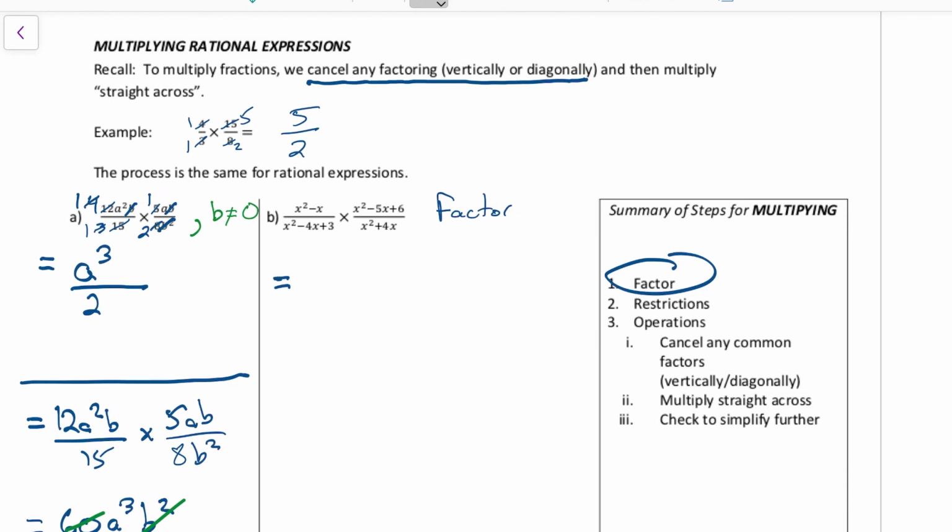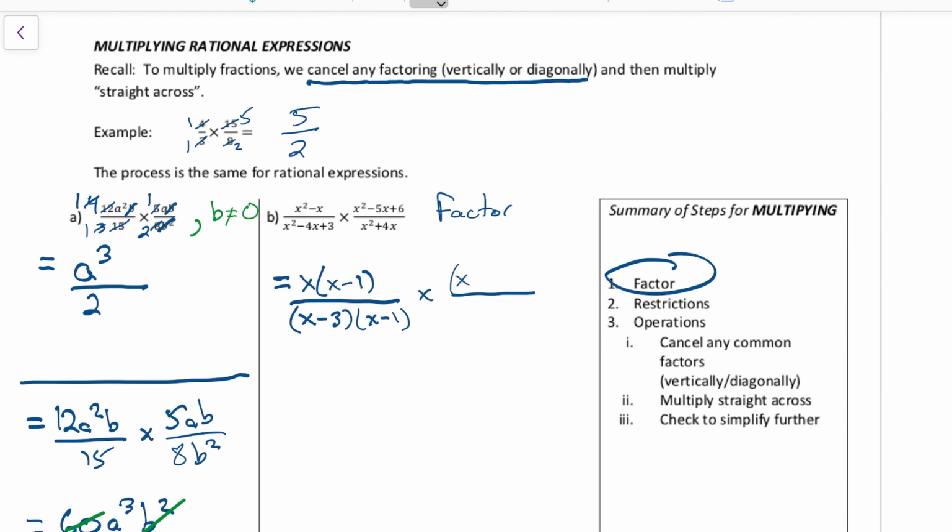In the numerator of the first fraction, I can take a common x. So it becomes x times x minus 1. Denominator, again, you can try this out. Two numbers are multiplied to give positive 3 and add to give negative 4. I've got x minus 3 and x minus 1. And then times, you can go through and factor these guys.